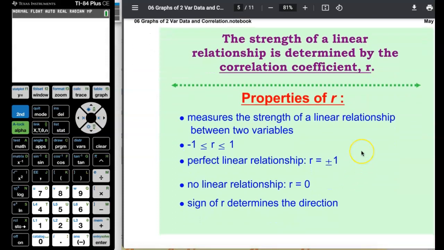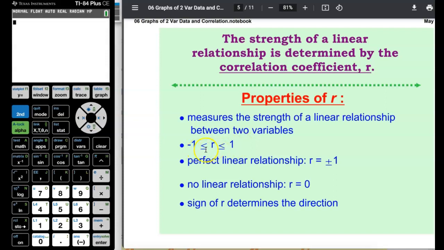So how do we determine the strength of this linear relationship? How do we determine if it's a positive correlation that's nicely aligned versus a kind of low correlation? Well, it's called the correlation coefficient, which is R. Thankfully our calculator does this for us. Here are some properties of R. It measures the strength of the linear relationship between two variables. R is our calculation we're going to refer to. R is between -1 and 1.